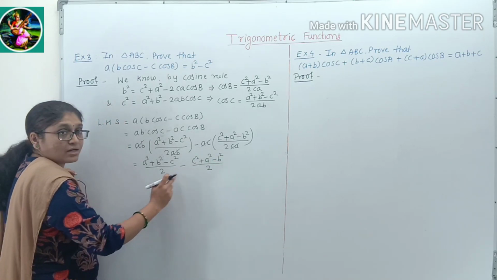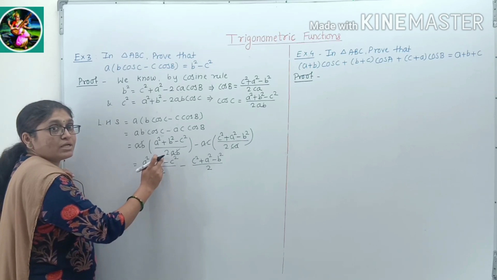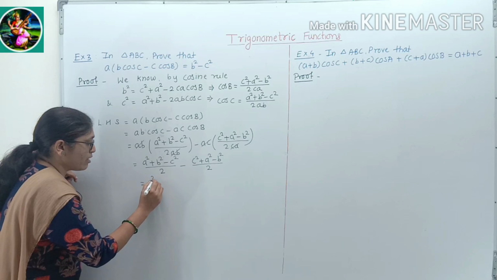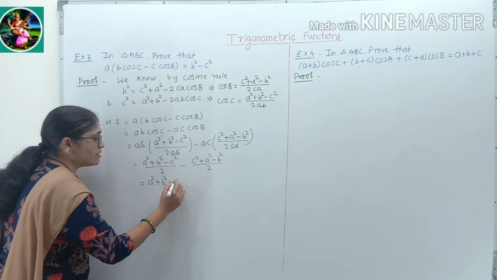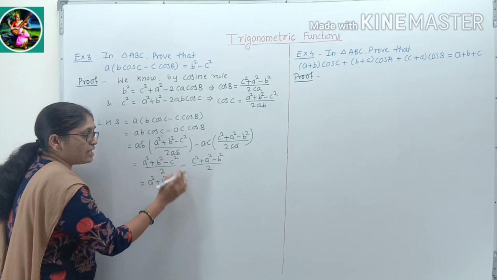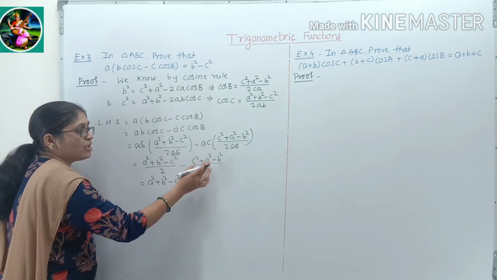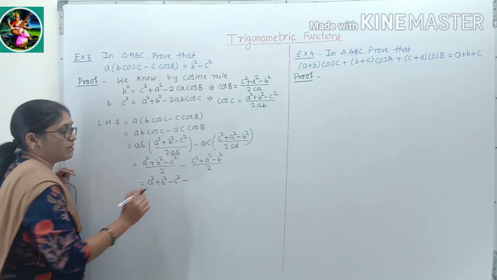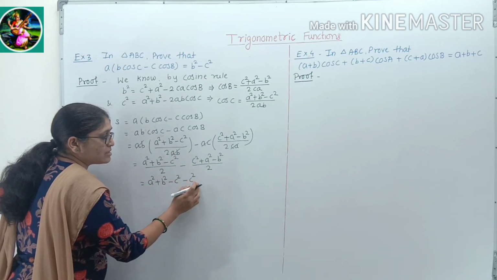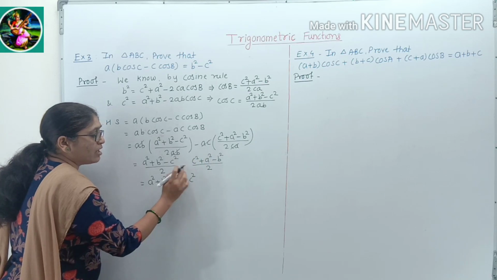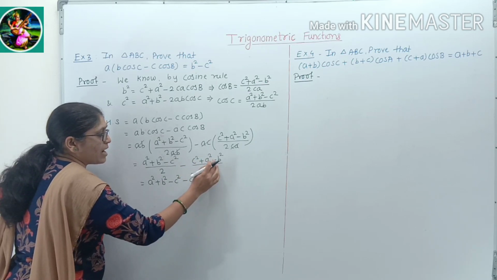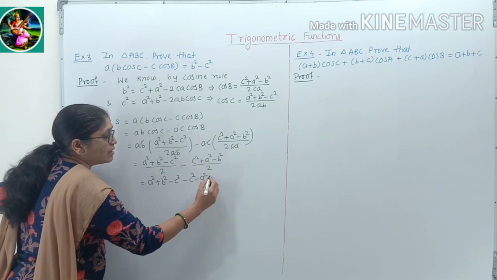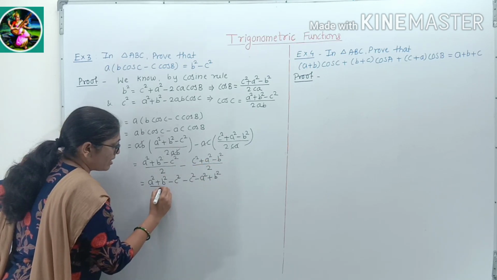As the denominators of both the terms are the same, we subtract their numerators directly. That is a square plus b square minus c square. There is a minus sign in between these two terms, therefore we interchange the signs of each term in the second: c square becomes minus c square, plus a square becomes minus a square, and minus b square becomes plus b square because of this minus sign. This divided by 2.